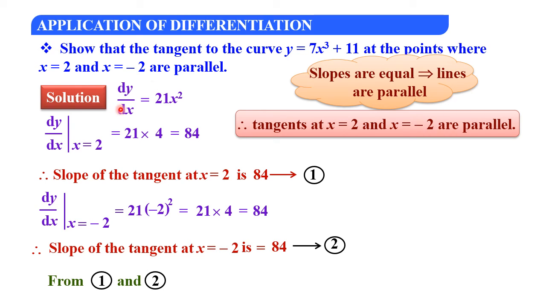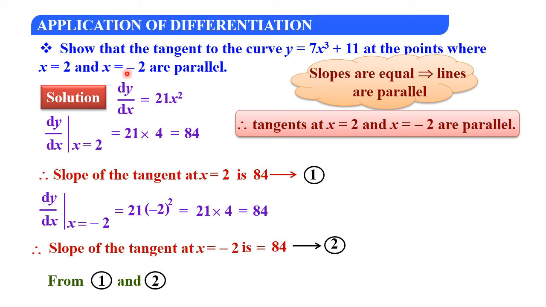Differentiating y gives dy by dx. 7 keep as it is. x cube derivative will be 3x square. Okay, 7 into 3 is how much? 21x square. Now, the x coordinate, two values are given, x equal to 2 as well as x equal to minus 2. x equal to plus 2, after substituting here you will be getting what? 21 into 2 square, in the sense 4, it is 84. You call this equation number 1. Slope of the tangent at x equal to 2 is 84.